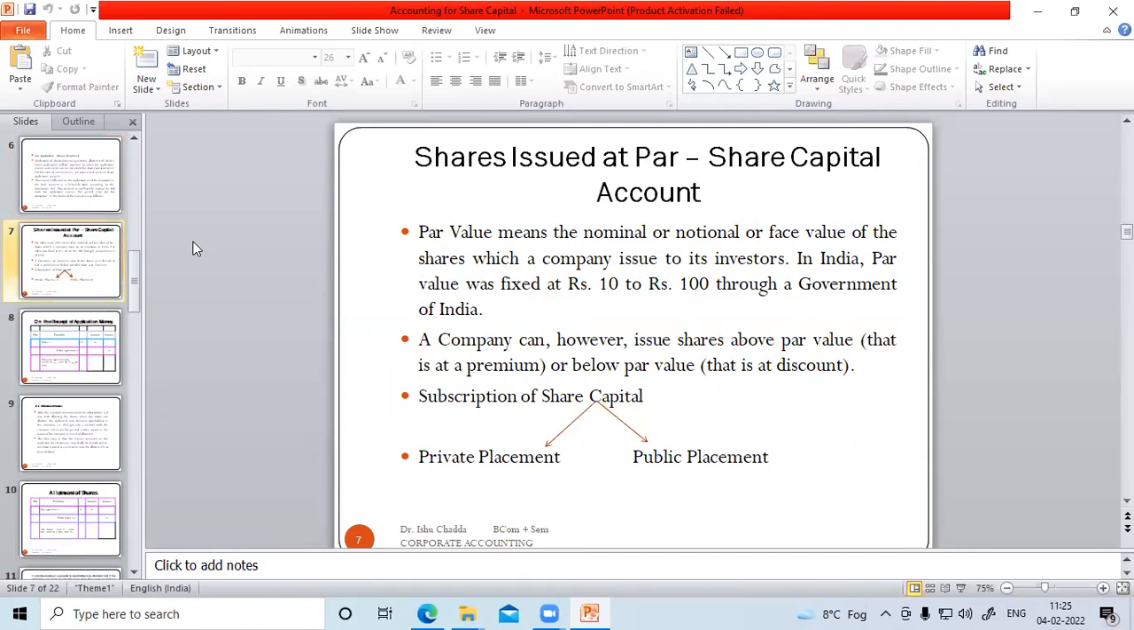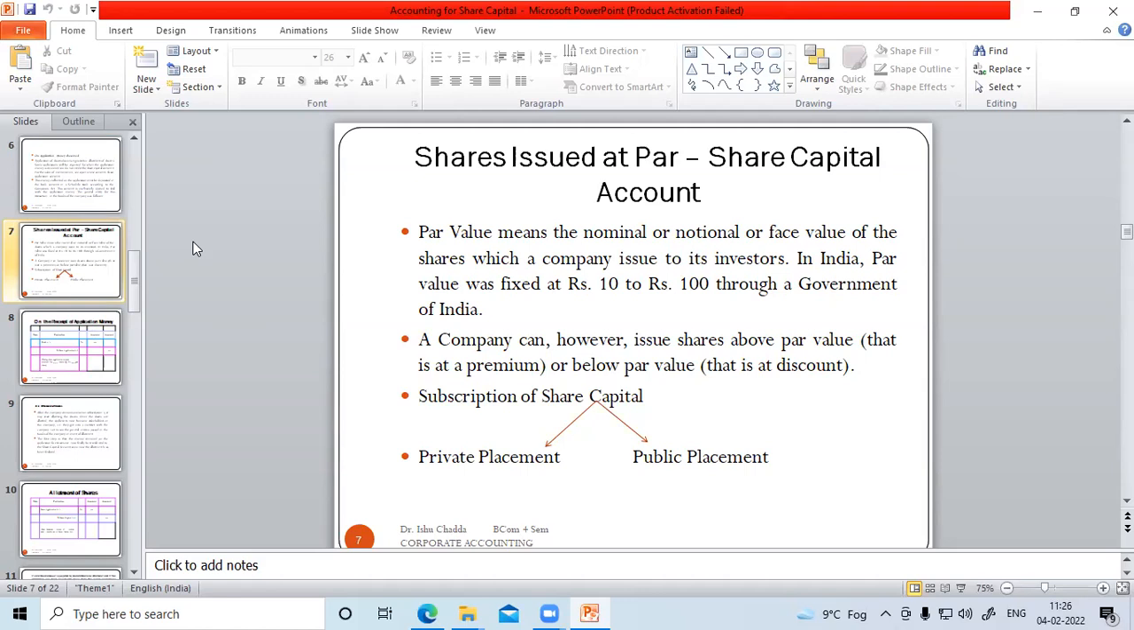Firstly, let's see if we issue shares at par. Par value means the nominal or notional or face value of the share which a company issues to its investors. In India, par value was fixed at rupees 10 to 100 by the government of India. So whenever you issue your shares at the notional value or face value, that means you are issuing shares at par. There will be no premium and no discount. A company can, however, issue shares above par value, that is at a premium, or below par value, that is at a discount.